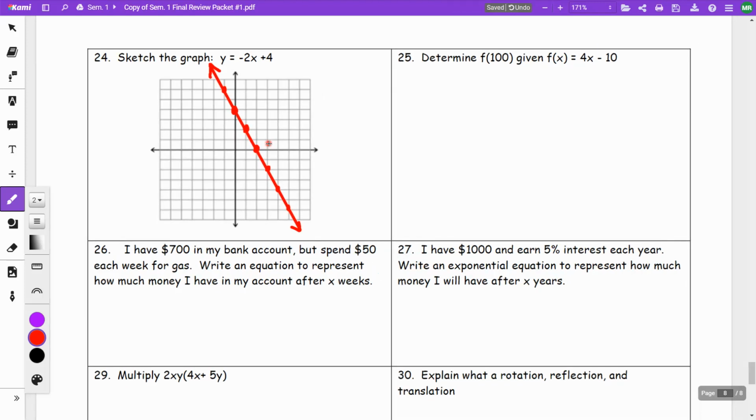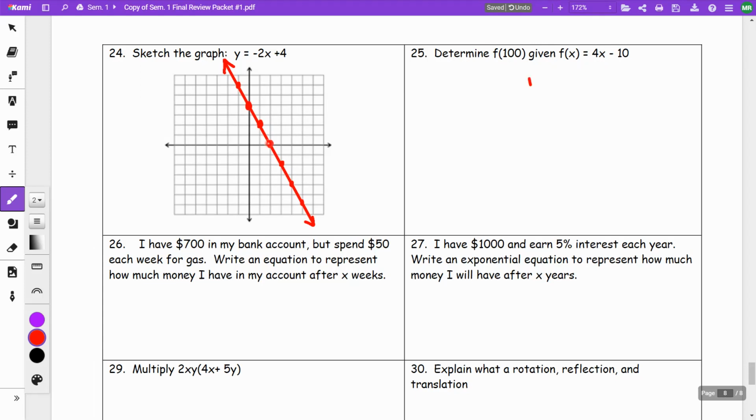F of 100. So I'm going to take 4 times 100 minus 10. So that's going to be 400 minus 10, or 390.